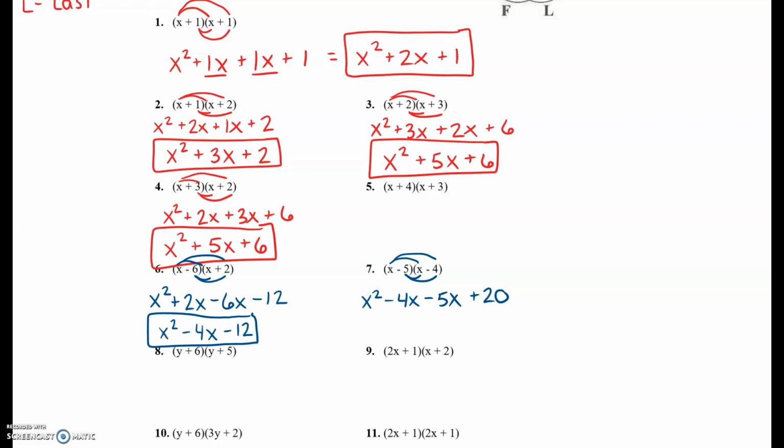Continuing with combining your like terms, negative 4x plus negative 5x is a negative 9x. So that would be our final answer for number 7.